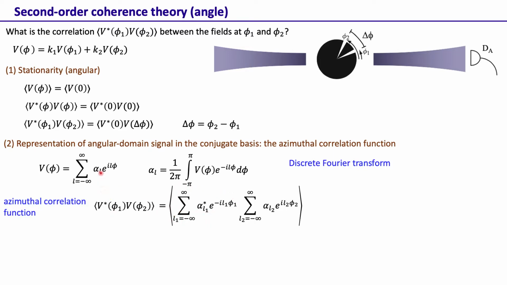So V star phi 1 is alpha L1 star e to the minus i L1 phi 1, using a different variable L1 here. And then V phi 2, which is alpha L2 e to the i L2 phi 2. Okay. Now again, in all of this, the only random quantities are these alpha.